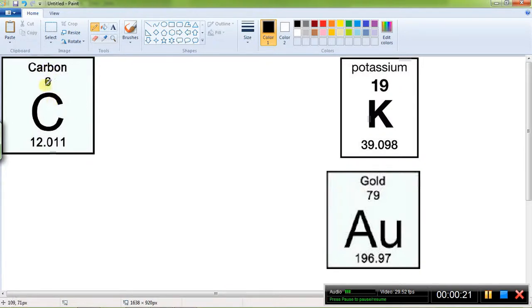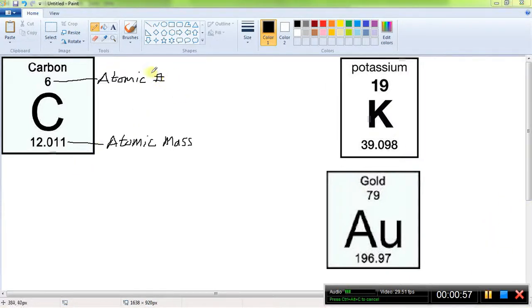We have carbon, we have a number here, we have the shorthand symbol for carbon, and then we have another number right down here. So the two things we're going to really talk about today are this number and this number. Right off the bat, this number here is called the atomic number. And then this is the atomic mass, sometimes called the mass number.